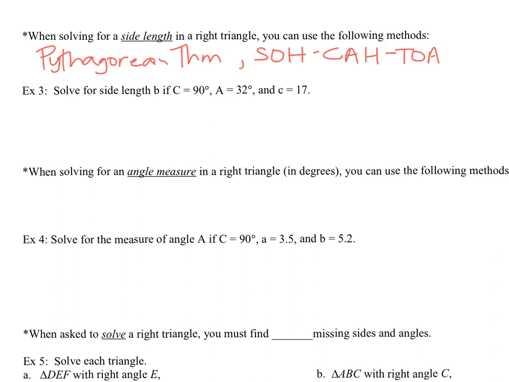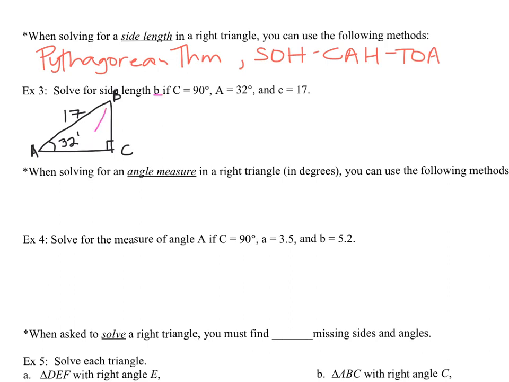Our first example: solve for side length B if angle C is 90 degrees, angle A is 32 degrees, and little c is 17. If we create a right triangle with this information, I'll put my right angle in the corner and label that C. I'm going to put A on the left and B at the top. If angle A is 32 degrees, that would be our theta, or our reference angle. Side length C is 17. There's our given information. Now we're asked to find side length B.